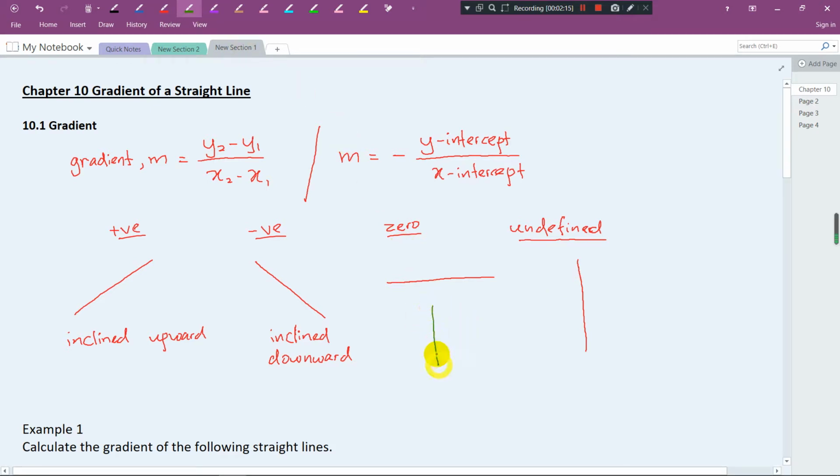Let me draw a y-axis and x-axis for you. This is y, this is x. If the straight line is going horizontally like this, parallel to the x-axis, the gradient is 0. Same thing, if I have an x-axis and y-axis here, and a straight line going upward like this vertically, parallel to the y-axis, the gradient for this straight line is undefined. Before I show you how to calculate the gradient, let's look at this one first.